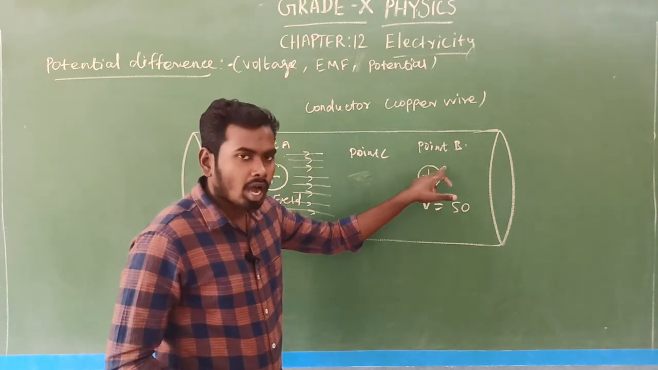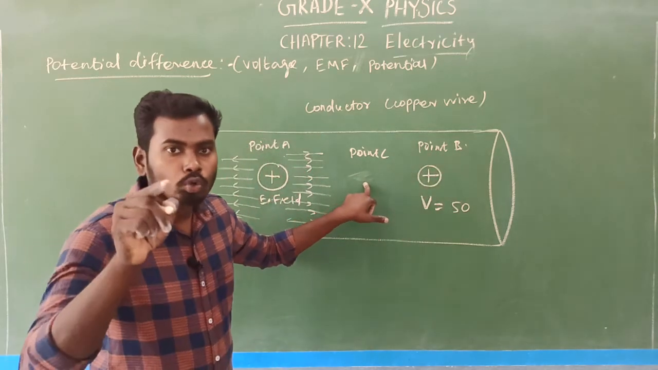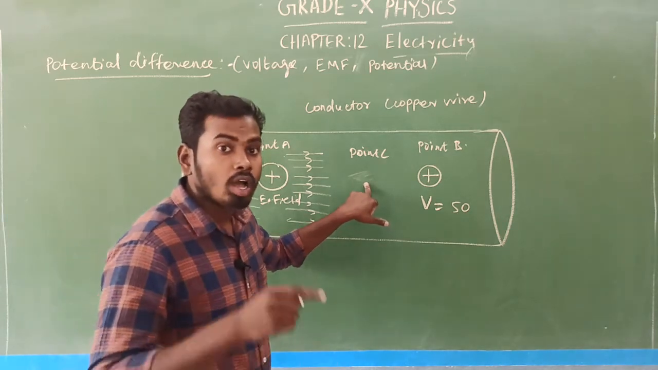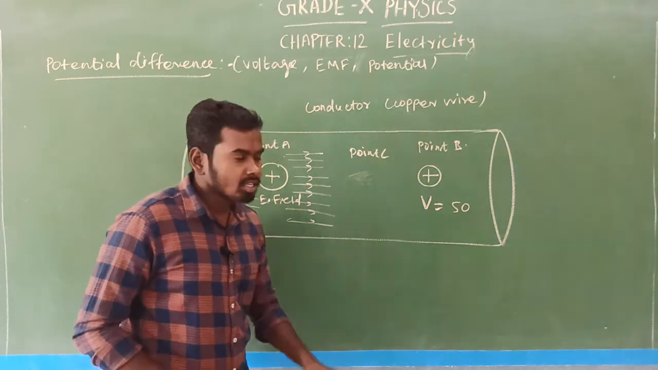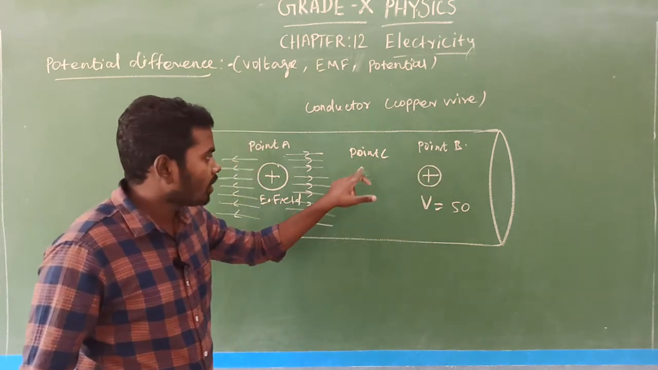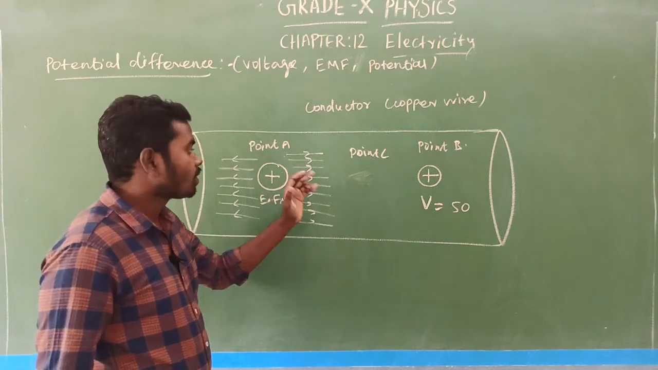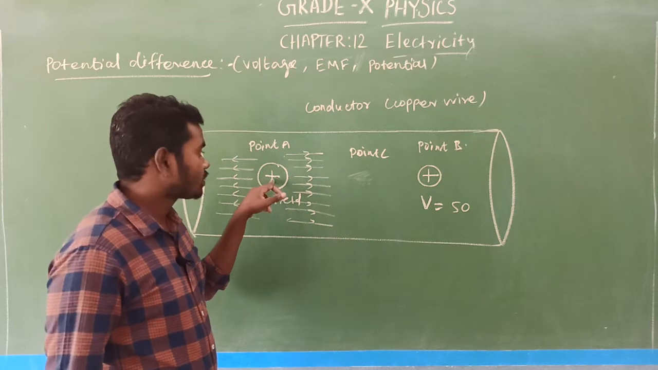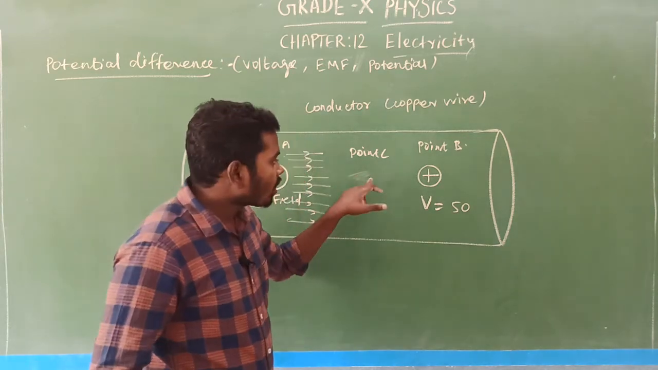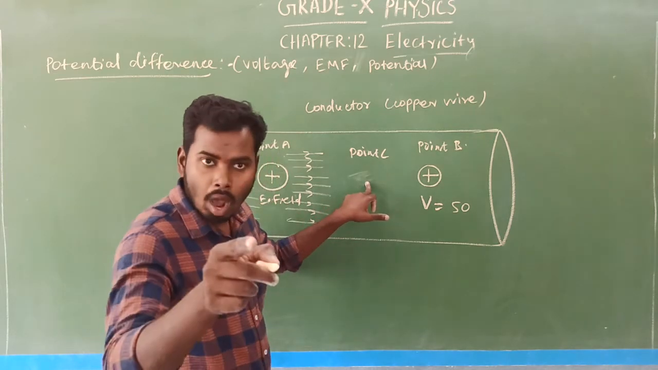To bring this charge placed at point B to point C, we have to do some work. Am I right or wrong? We have to spend some energy, because we bring the charge placed at point B to point C against the force of the electric field of this charge. To overcome that, we have to spend more energy at point C. Am I right or wrong?